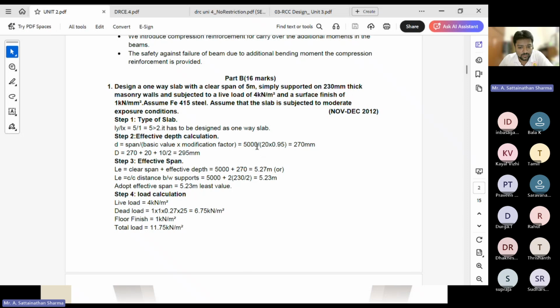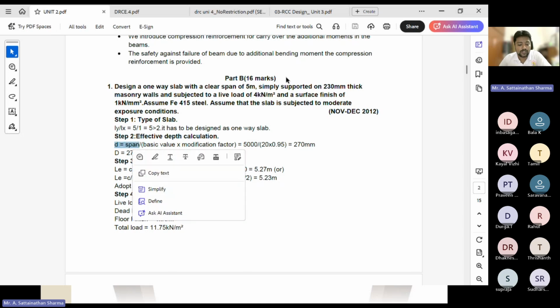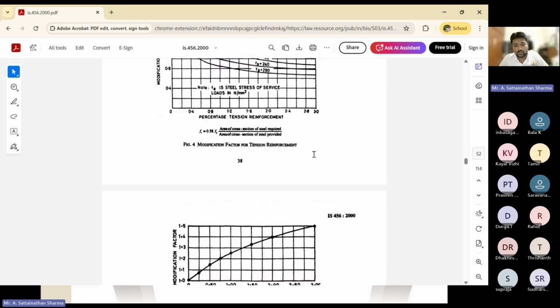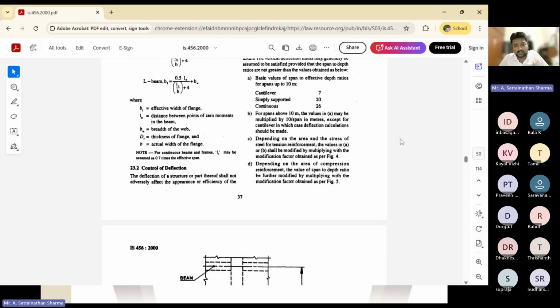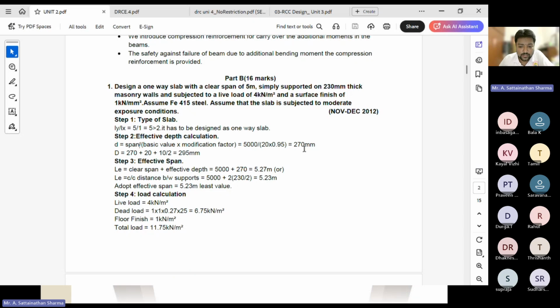Go with span by depth ratio. Span is 5 meter, depth is 20. You will get the D. Please be clear that the D that you are getting here is effective depth, small d. You can see here in the code book, it is very well stated. Please understand the term effective depth. It is the effective depth, not the overall depth. Fine. So I'm getting 270 as my effective depth.